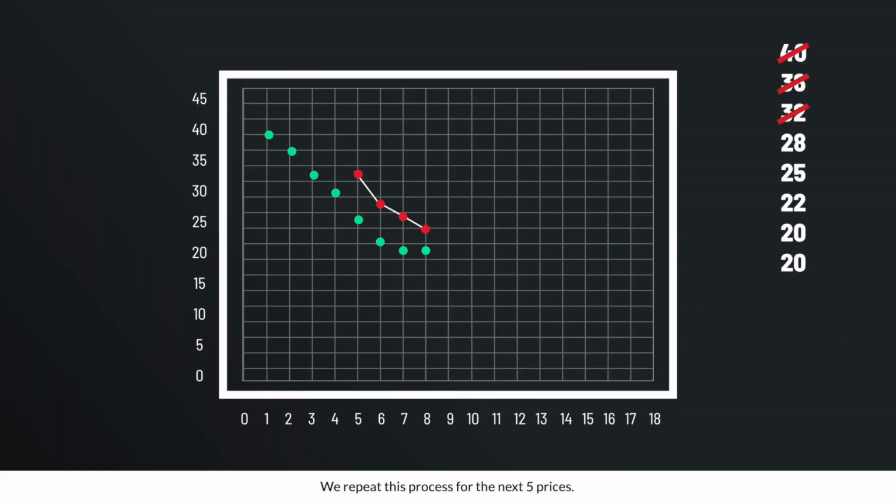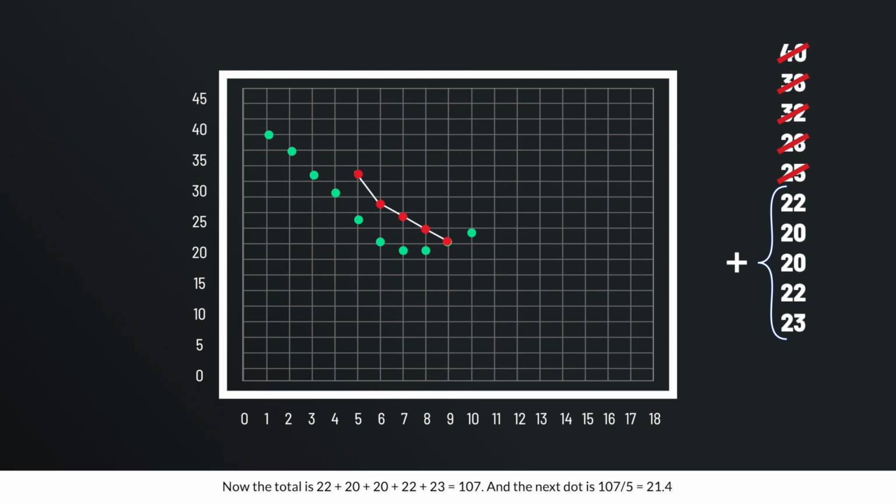We repeat this process for the next 5 prices. Then, we drop 28 and add up the next 5 prices. After dividing 109 by 5, we get the next one, which is equal to 21.8. Let's do the same for the next 5 prices after dropping 25. Now the total is 22 plus 20 plus 20 plus 22 plus 23 equals 107. And the next dot is 107/5 equals 21.4.